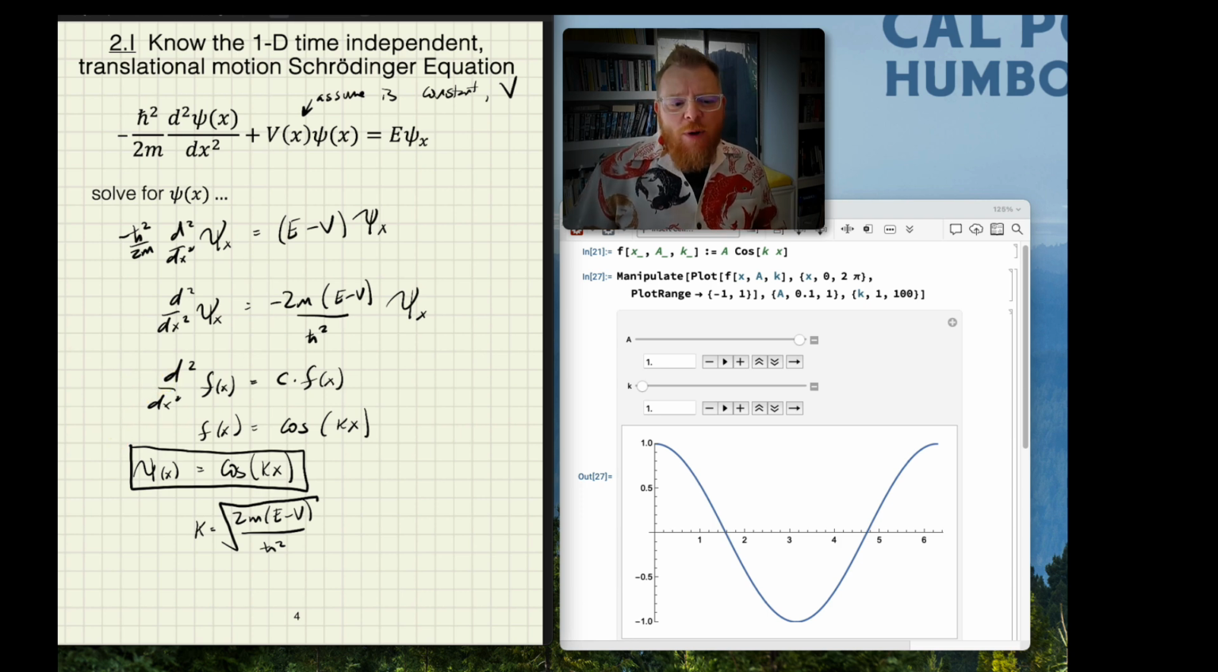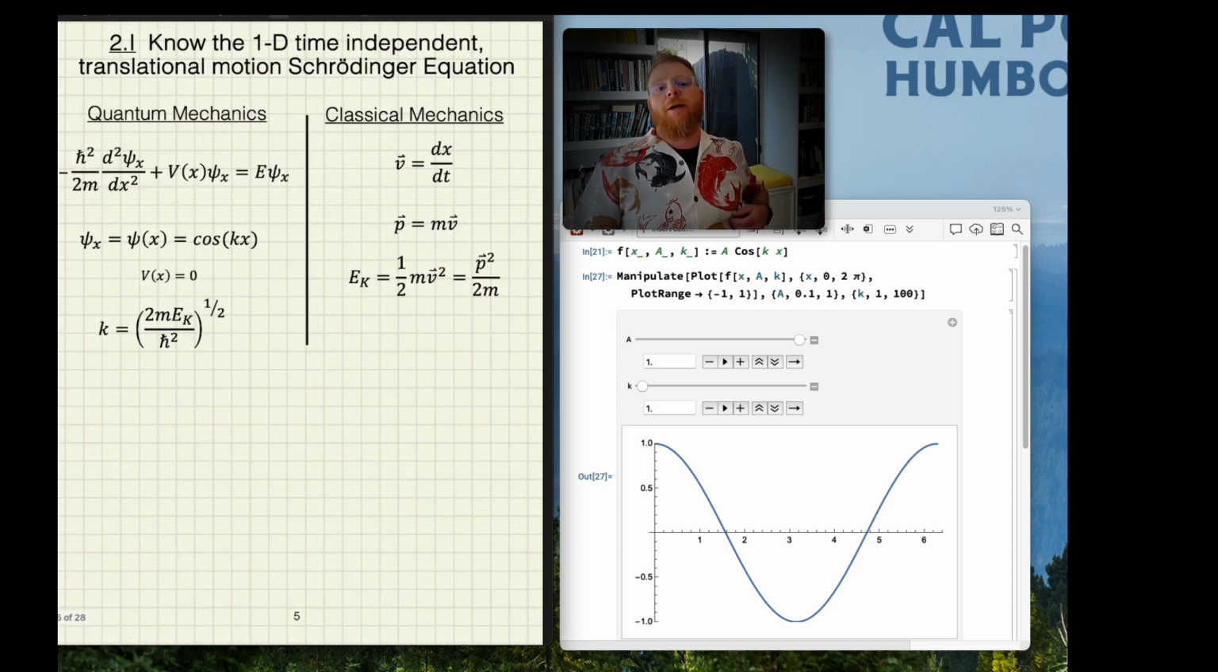So let's keep going down the rabbit hole a little bit more and play with this solution. Okay. And here I'm comparing our equations from quantum mechanics with our equations in classical mechanics, and again, specifically for translational motion. So we could describe the velocity of an object as the first derivative of its position with respect to time. We could describe the momentum of that object as the product of that velocity times mass.